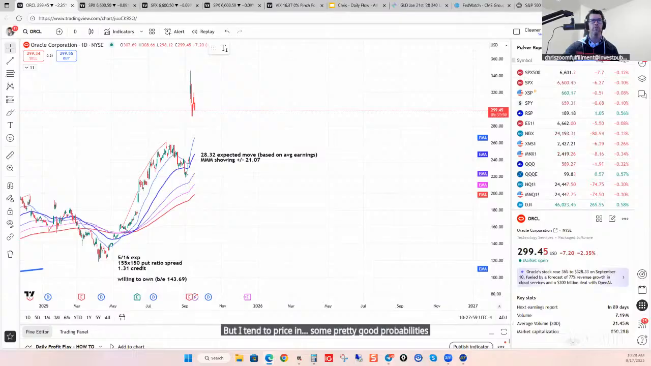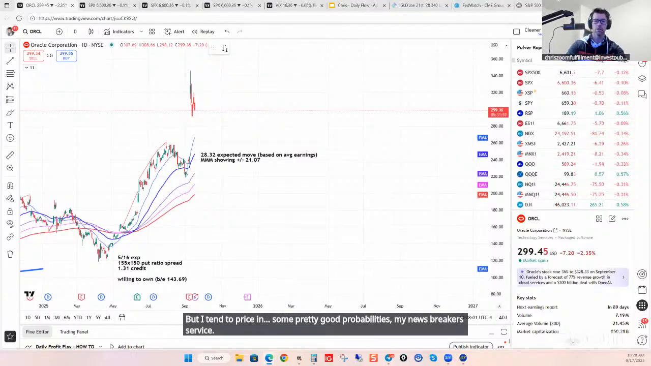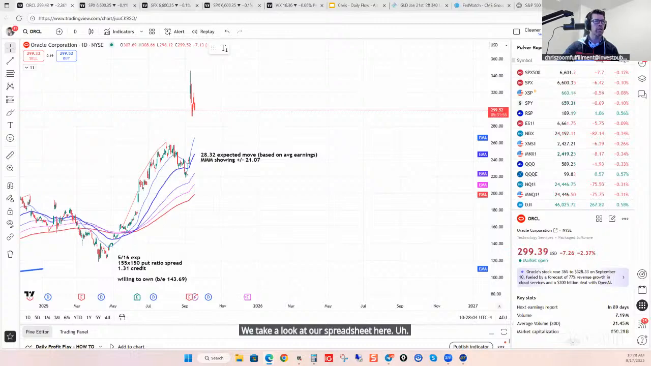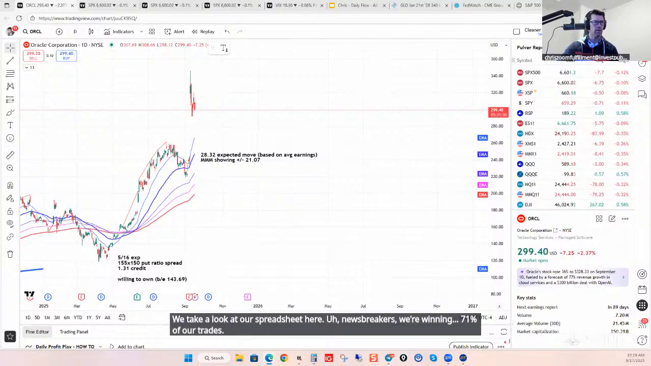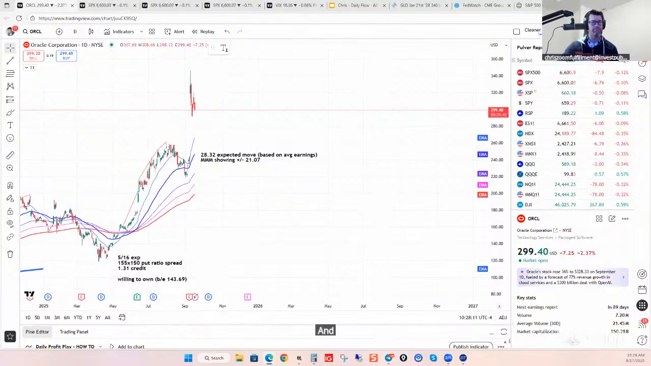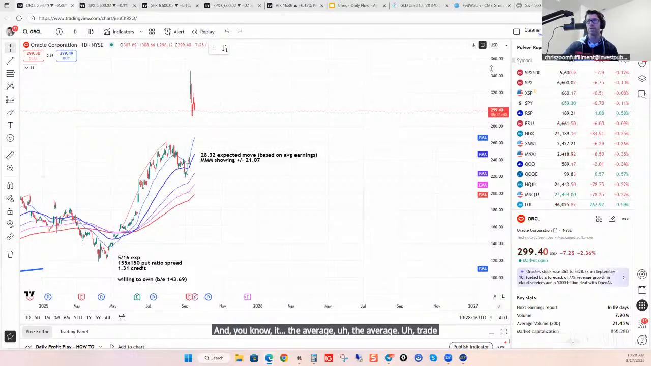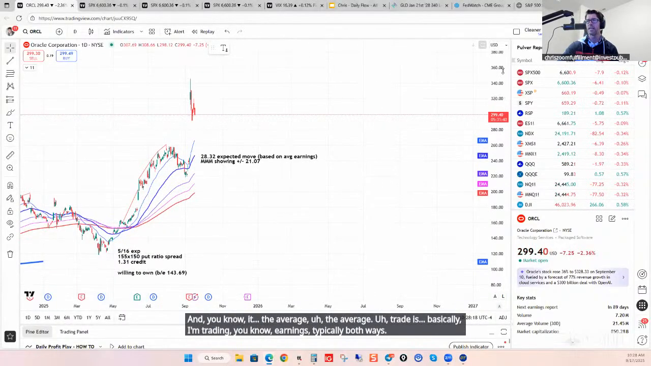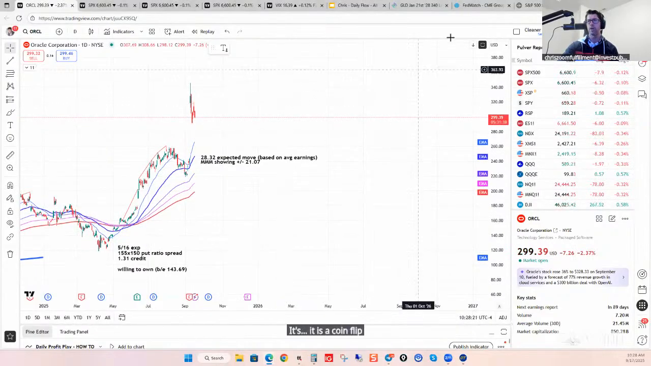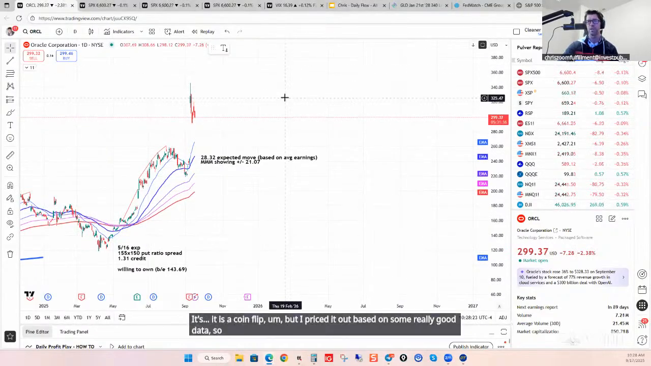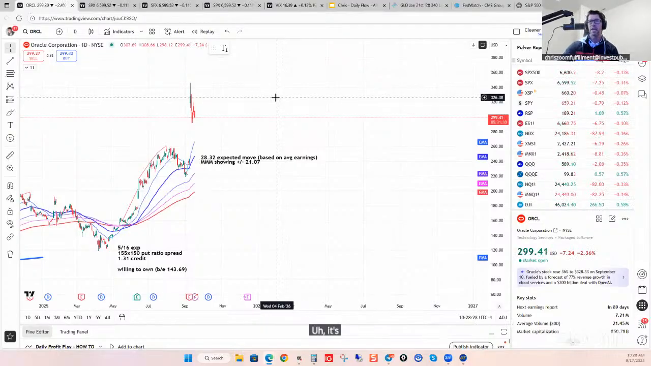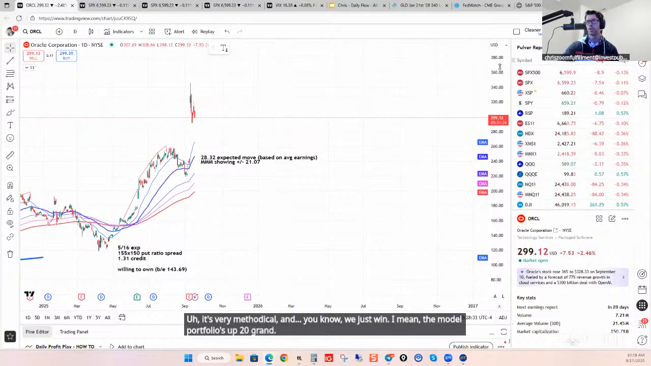My Newsbreakers service. We take a look at our spreadsheet here. Newsbreakers, we're winning 71% of our trades. And the average trade is basically I'm trading earnings typically both ways. It is a coin flip. But I price it out based on some really good data. So it's, what's the last 15 earnings reports? Do they tend to hit expected moves? Do they not? It's very methodical, and we just win. I mean, the model portfolio is up 20 grand, so it adds up.